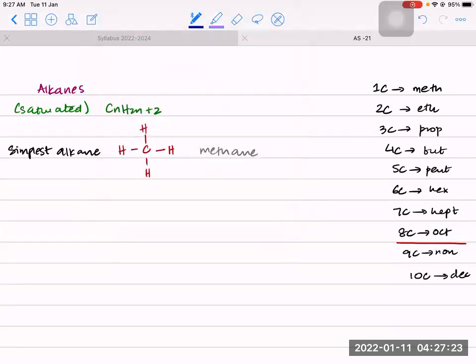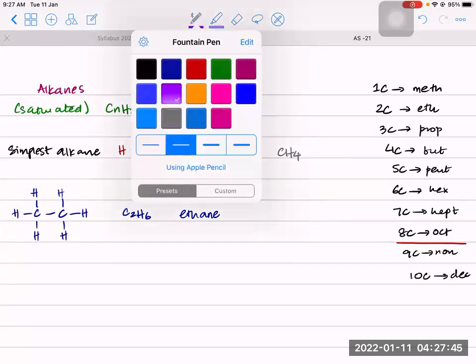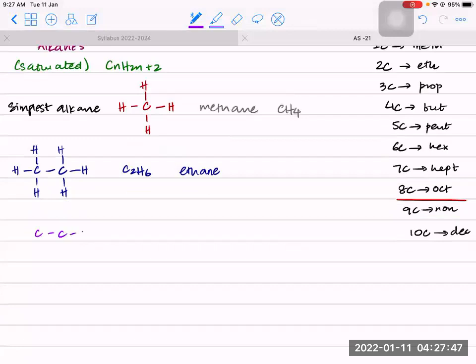Then we have a two carbon alkane. The two carbons are joined by a single bond, so 1, 2, 3, 4, 5, and 6 hydrogens around it. So this is C2H6, and this will be called ethane. Let's see three carbons. A three carbon alkane would have 1, 2, 3, 4, 5, 6, 7, and 8 hydrogens. So this is C3H8, and this is propane.